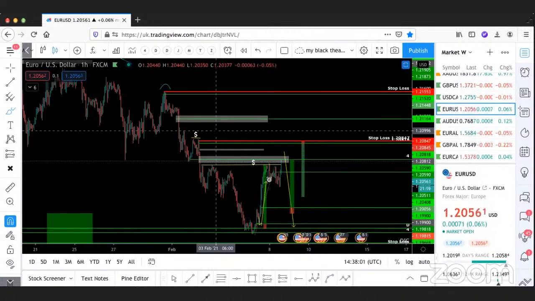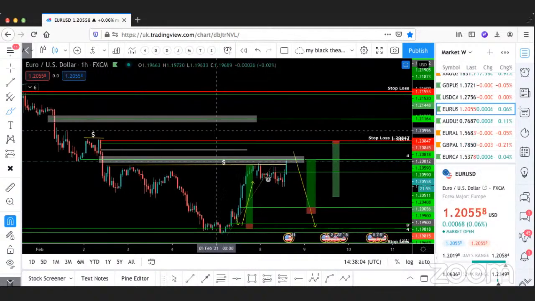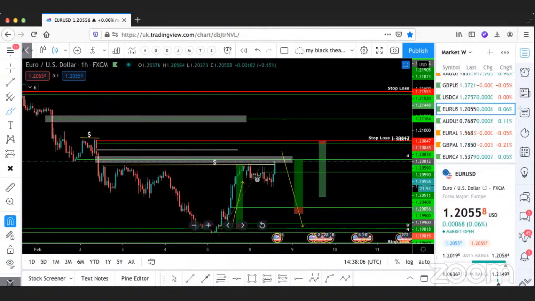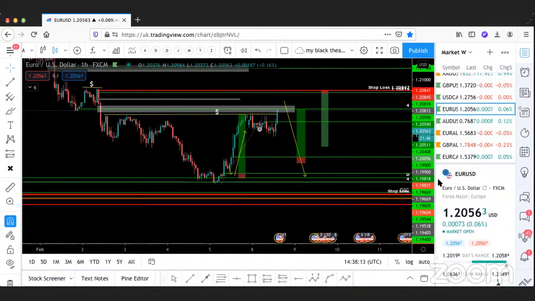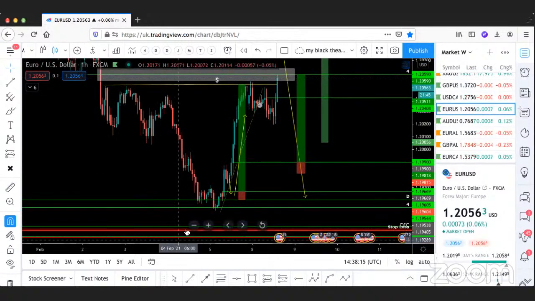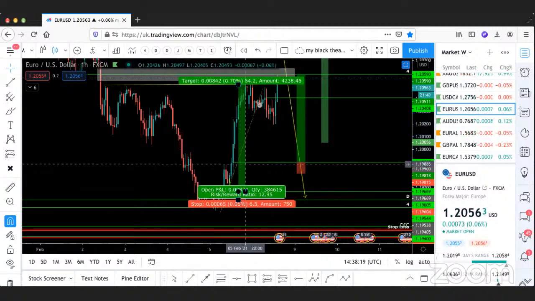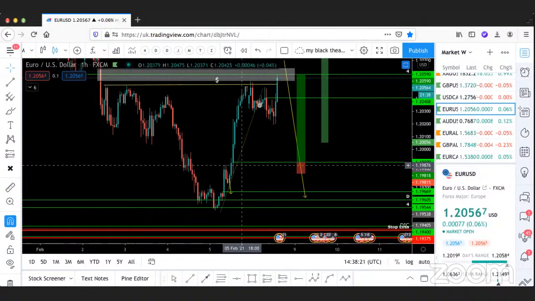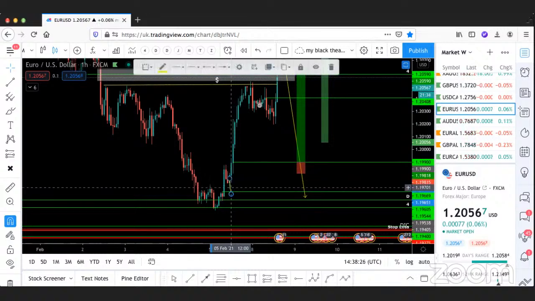EURUSD, guys, we had a nice, beautiful buy setup last week, but unfortunately we missed it by 2 pips. This was the setup. Now we don't need that, so we just remove it. This was shared on the members group and the free channel as well, but eventually we missed by 2 pips.